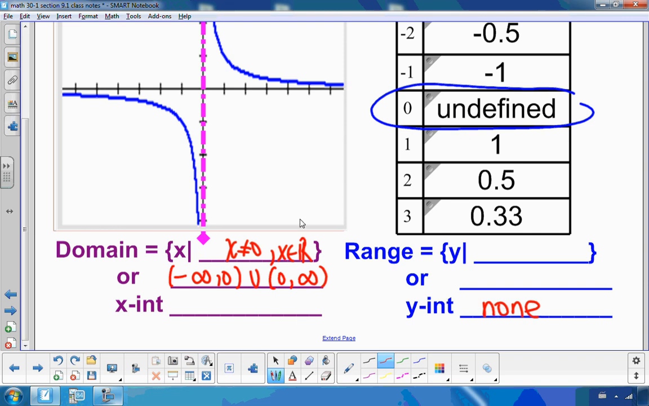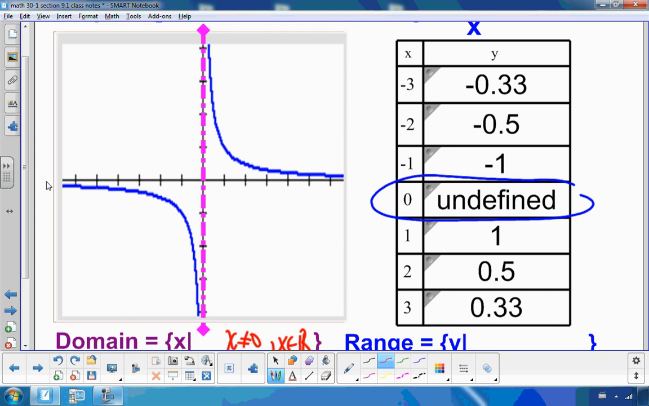Now let's talk about the range. Okay, you can see for y, it's coming down and it's curving and it looks like it's getting close to the x-axis. Same thing on the other side, it actually looks like it's getting close to the x-axis, but it actually never reaches it. So we have another asymptote that I'll draw on the graph, and that is a horizontal asymptote right there at 0.